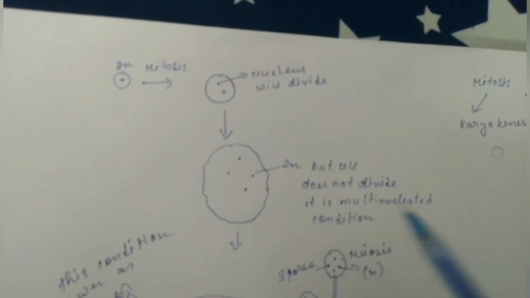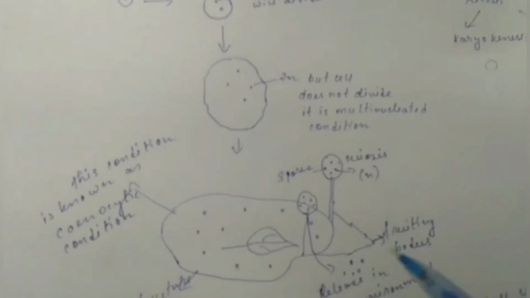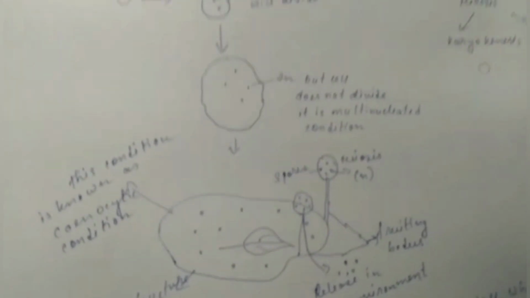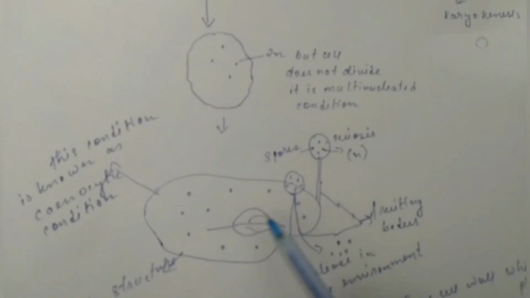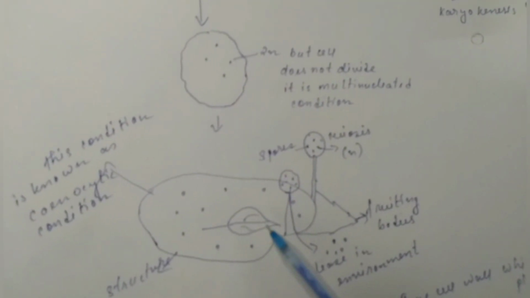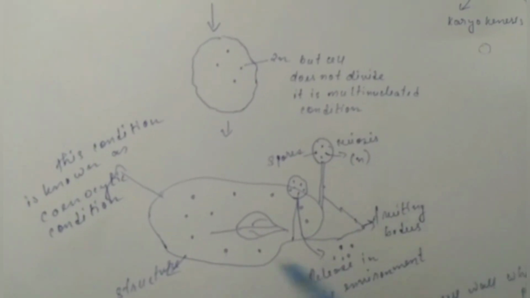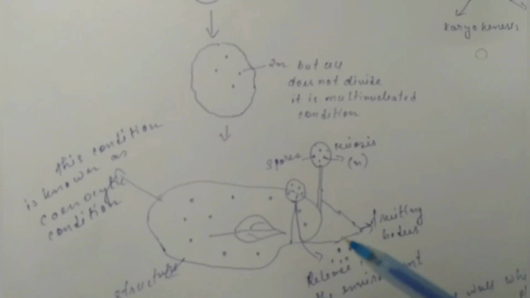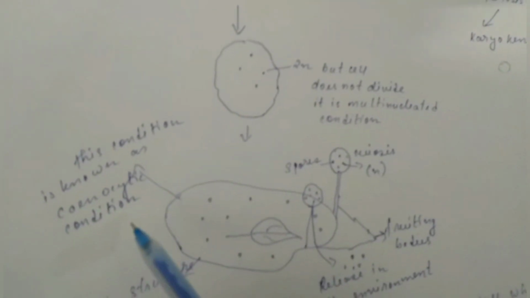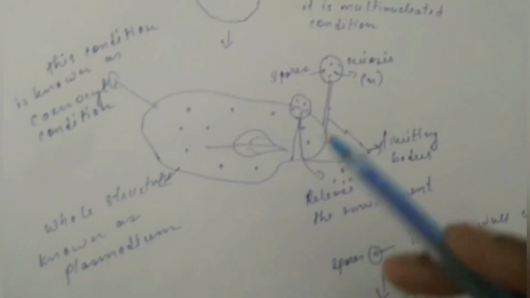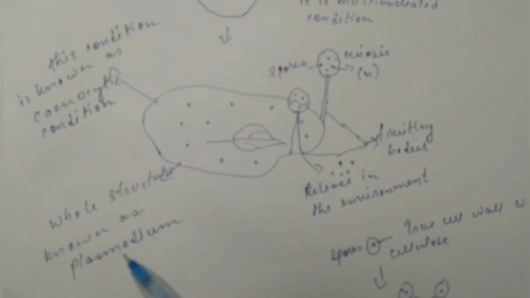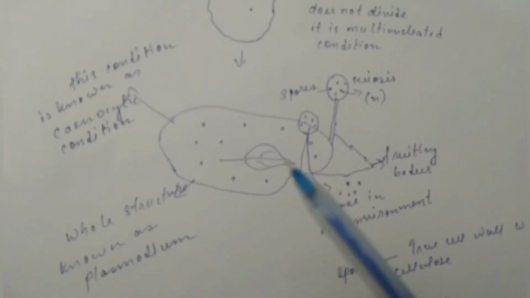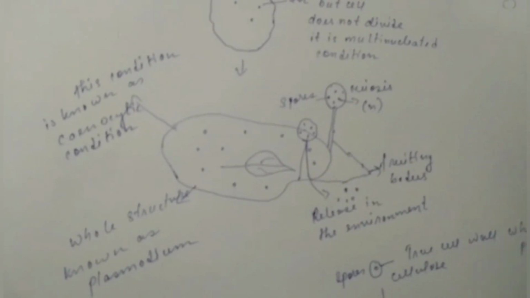It is a multinucleated condition. The nuclei are dividing so fast and using all the nutrients from the leaves, spreading over the leaves, and becoming so big and growing so fast. This condition is known as the syncytic condition, and this whole structure is known as plasmodium. Don't get confused with the malarial plasmodium, it is different.